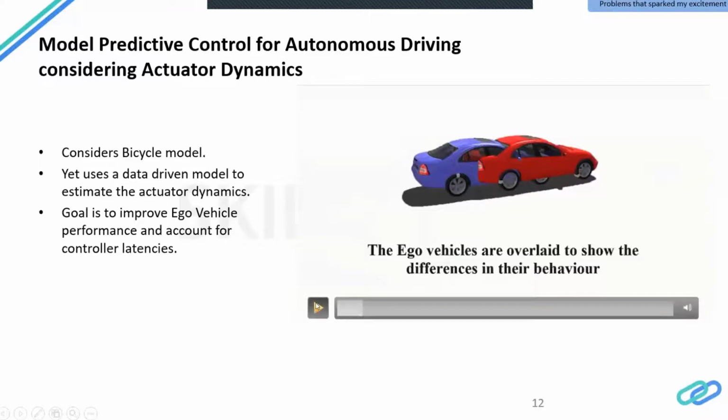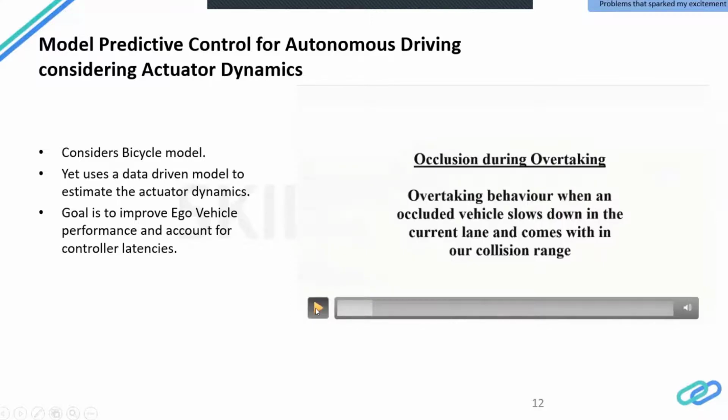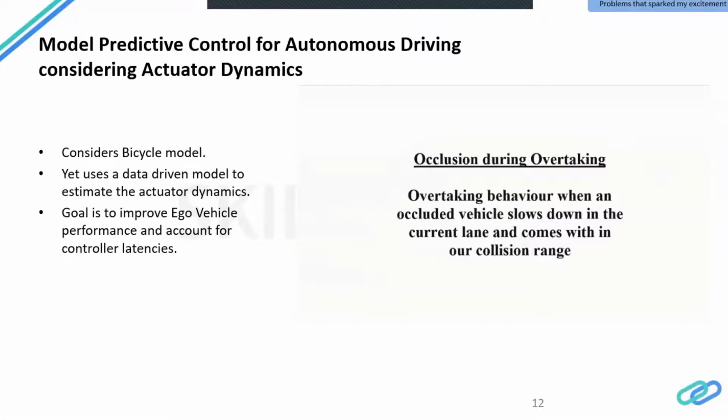So the first case is occlusion during overtaking. Suppose you want to go into another lane, or you want to overtake the current car. You go to the right of the car and want to come in front of it, but when you have overtaken, you see that there is one more car in front of the current car. Now how do you avoid that? We're going to see.